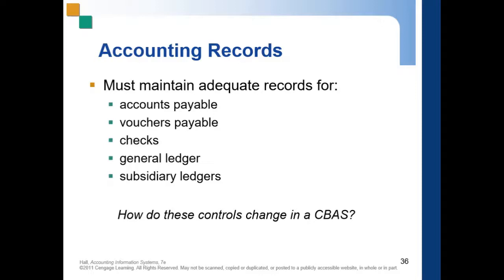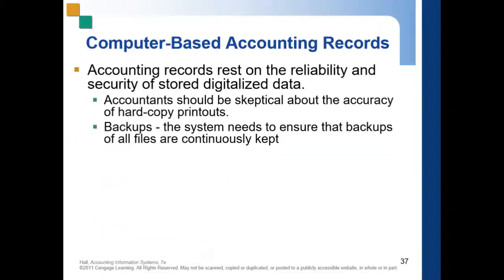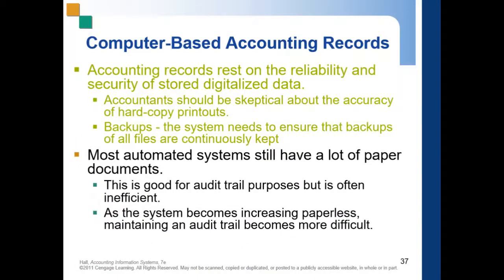Now let's move on to accounting records. An entity must maintain adequate records for the following: accounts payable vouchers, payable checks, general ledgers, and subsidiary ledgers. You already know those things. And the computer-based accounting records rest on the reliability and security of stored digitalized data. Therefore, accountants should be skeptical about the accuracy of hard copy printouts.